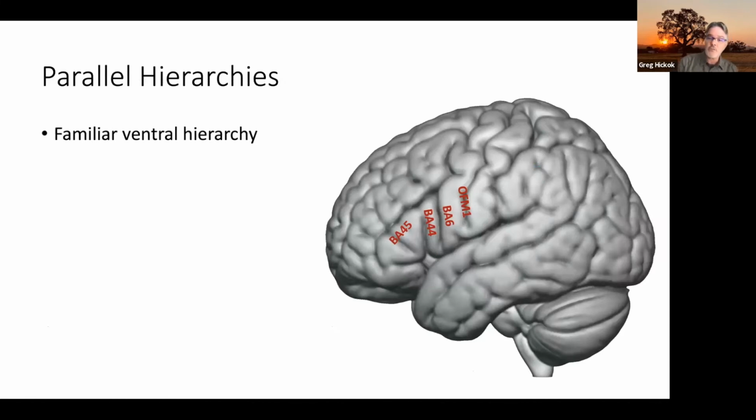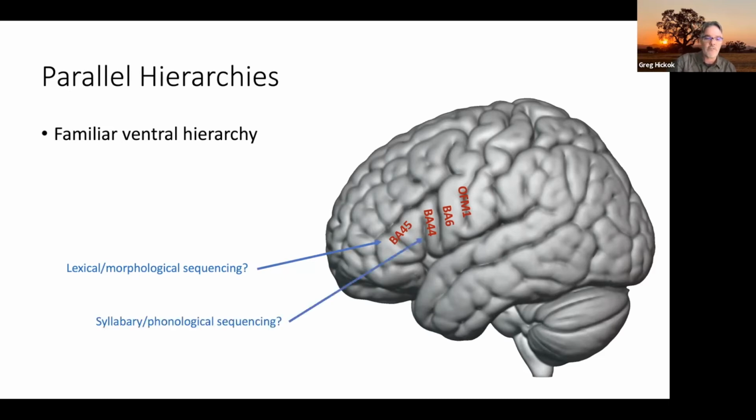So let's talk about parallel hierarchies. You're familiar with the ventral hierarchy. Here we have BA45, BA44, BA6. These probably are different levels of processes. Primary oral facial motor cortex. This may be involved in lexical or morphological sequencing. And these are kind of my best guesses, but insert your own favorites here. Something like a syllabary, as Levelt and colleagues have claimed, or phonological sequencing. And BA6, most people would think it's involved in some aspect of phonetic speech coordination, and motor execution in M1.